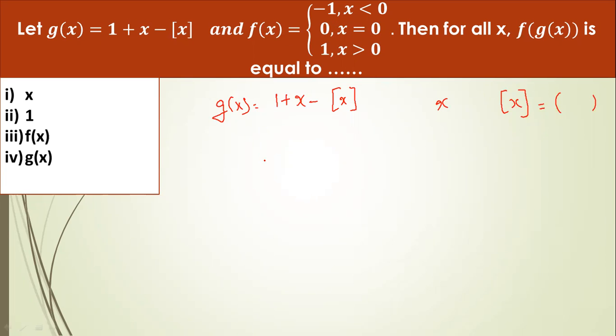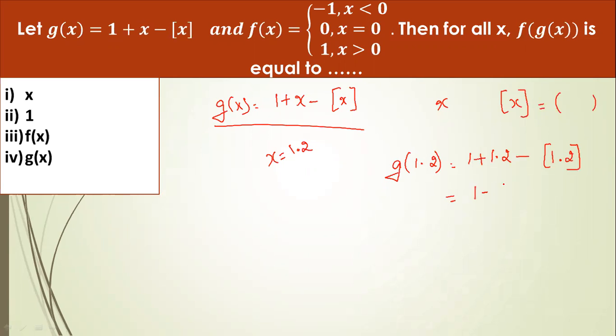Suppose I take x is equal to 1.2 and put it in g of x. So g of 1.2 is equal to 1 plus 1.2 minus the greatest integer of 1.2. The greatest integer of 1.2 is 1. So it is 1 plus, what is 1.2 minus 1? 1.2 minus 1 is 0.2.